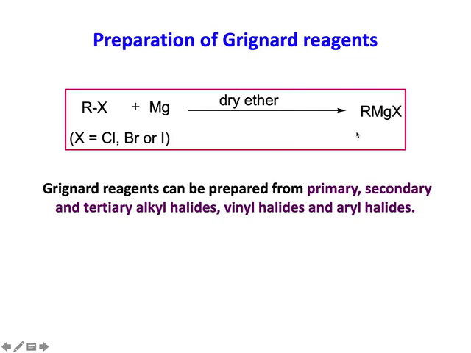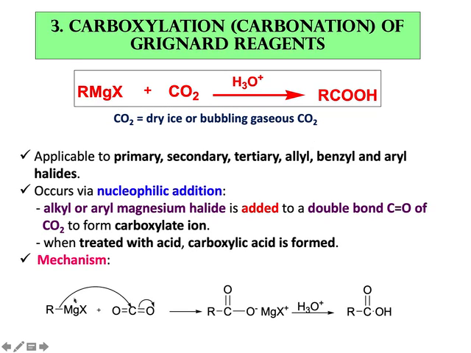So the previous shows the simple mechanism involving nucleophilic addition. The Grignard reagent adds to carbon dioxide to form the carboxylate ion, and the source of proton stabilizes this intermediate product to give the carboxylic acid.